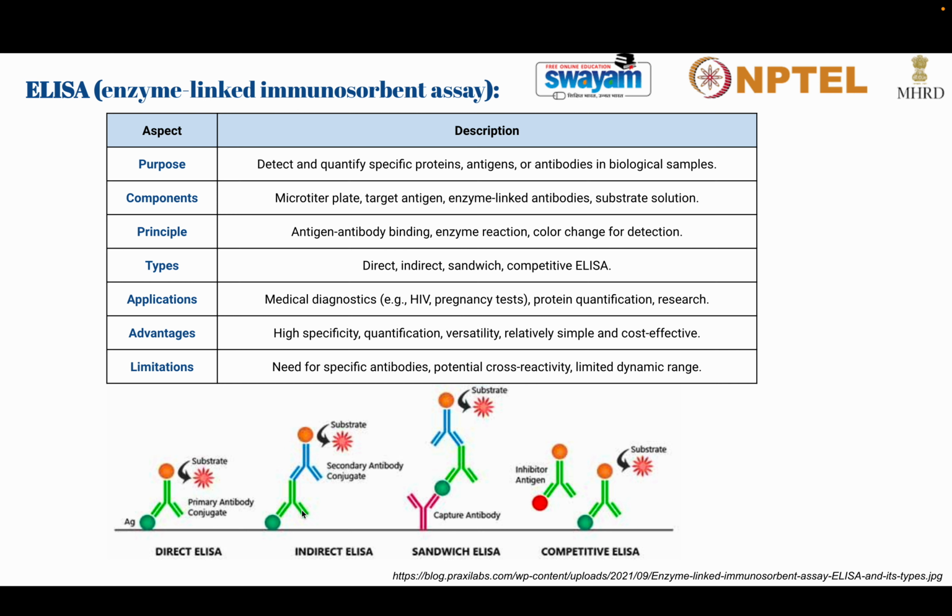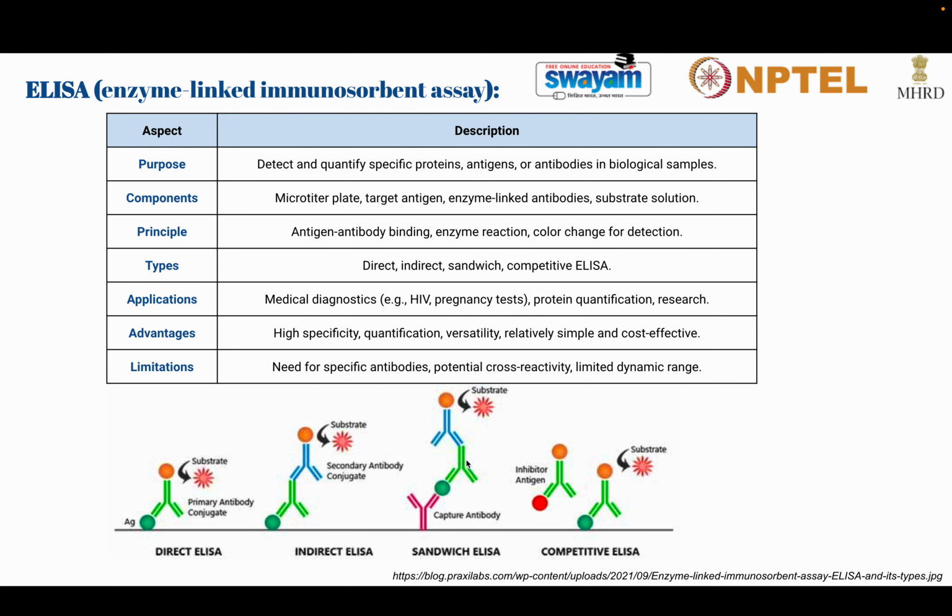Similarly, in indirect ELISA, you are providing a secondary antibody conjugate, which contains the substrate, and then you are observing this color change. Similarly, in sandwich ELISA, the microtiter plate contains the antibody linked to it, and then you are providing the antigen which is bound to that antibody.